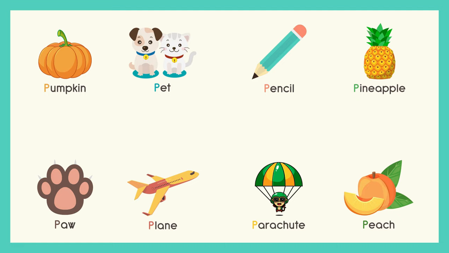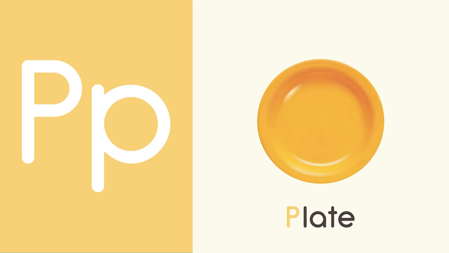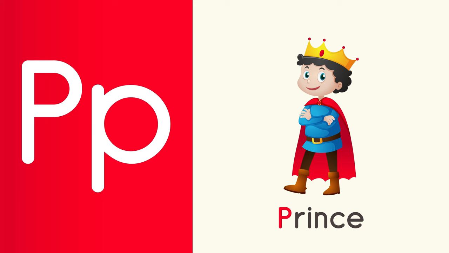P is for pizza. P is for piano. P is for pin. P is for pen. P is for plate. P is for pie. P is for pool. P is for prince.